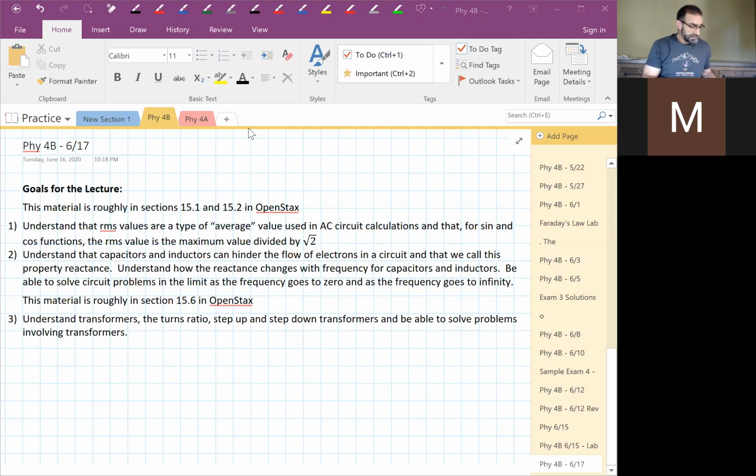Okay, so last time we talked about the fact that an LC circuit acts like a harmonic oscillator.